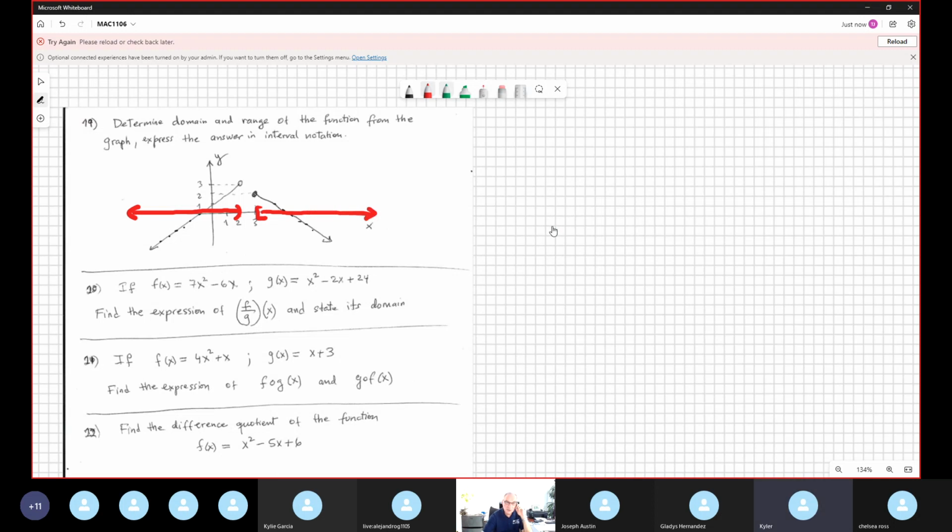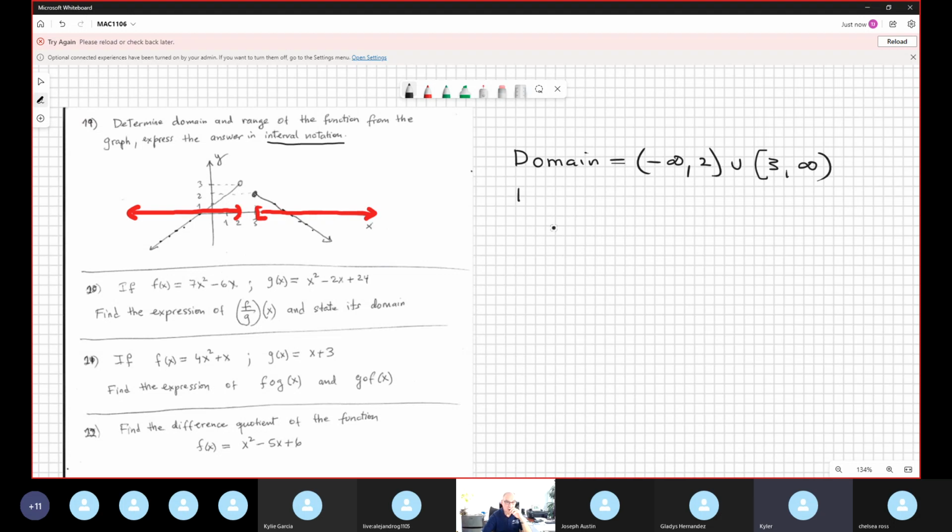So now they want, can you write the answer in interval notation? The domain, this function is given graphically, is from negative infinity, comma, 2 parenthesis, union, bracket 3, comma infinity. Cool?